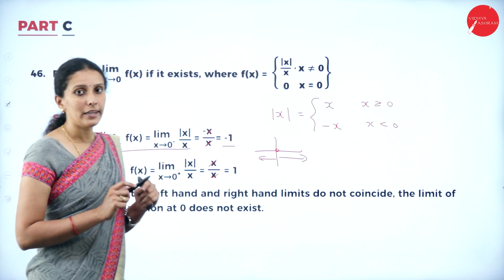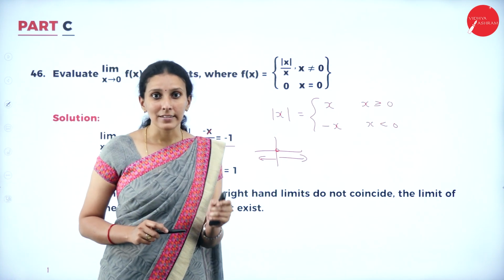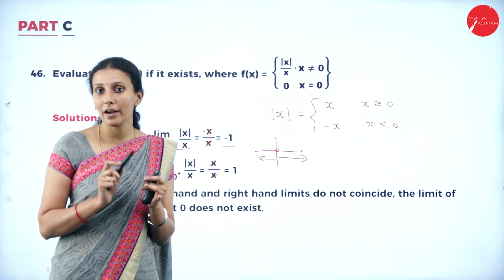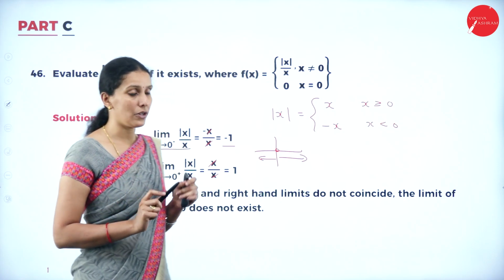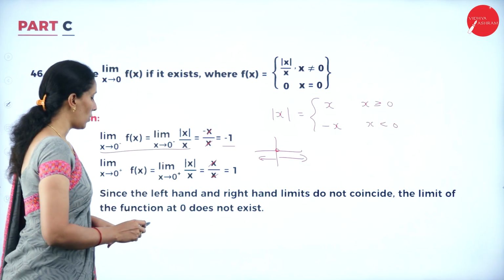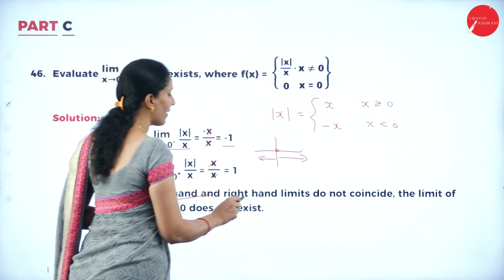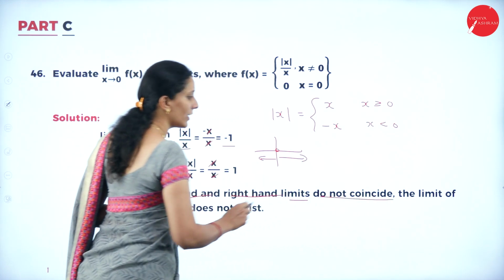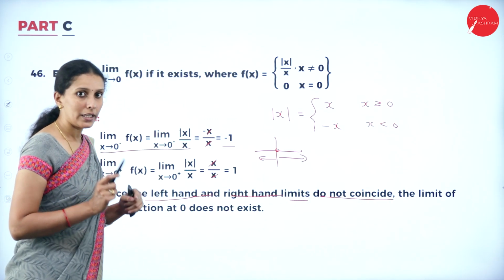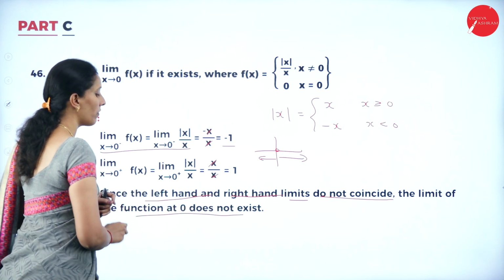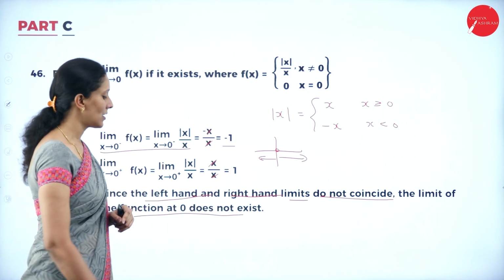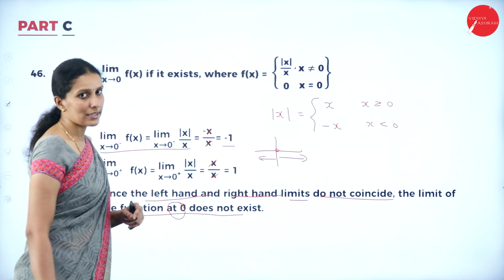To say whether the limit exists or not, the left hand limit and right hand limit must have the same value. But here they are not equal. So left hand and right hand limits do not coincide. That means they are not equal. In that case, the limit of the function does not exist at the point 0.